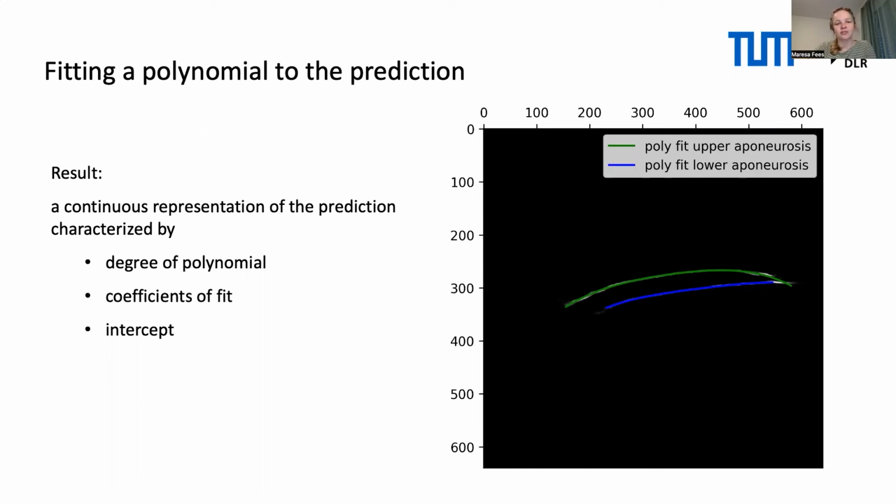The final step is to describe the pixel-wise prediction with a continuous differentiable function. The most intuitive type of function at this point is a polynomial. And since the multi-class prediction returns 2 different classes, we can fit 1 polynomial to each class. We found that a function of the 4th degree is sufficient to be a good fit to the prediction data. Now, the description containing the coefficients and the intercept with respect to an image coordinate system can be used to describe the difference between images as a difference of functions. And this could be especially useful for the research of the movement of the fascia at different contraction states.